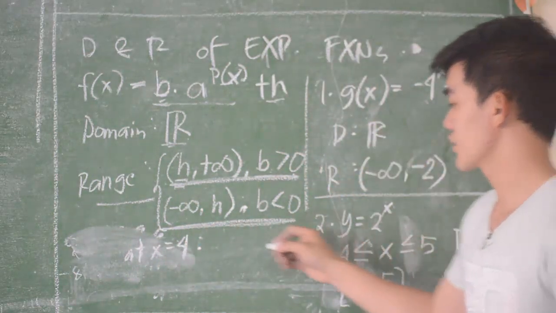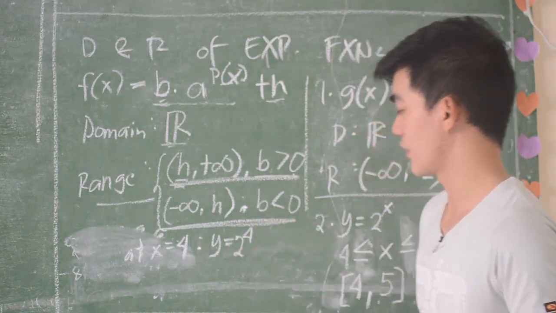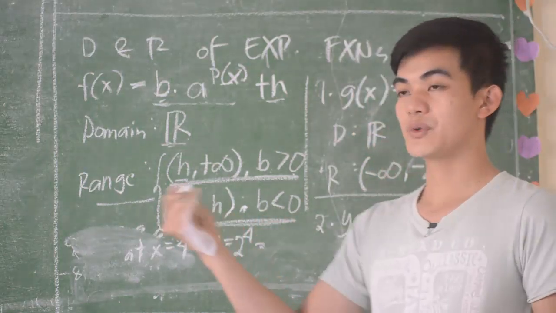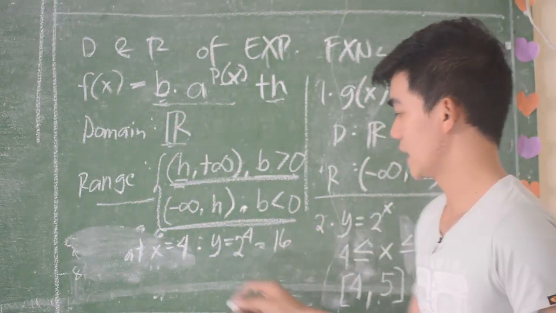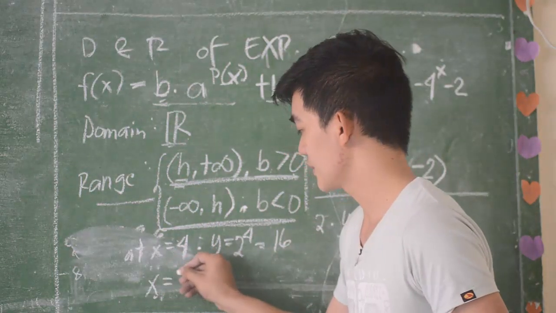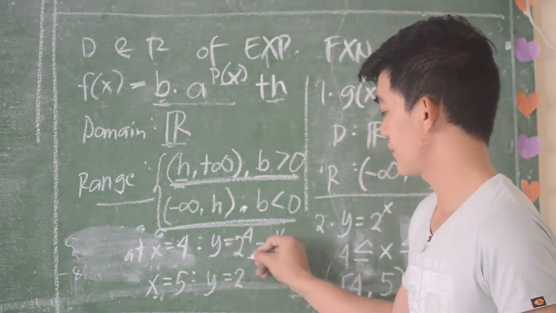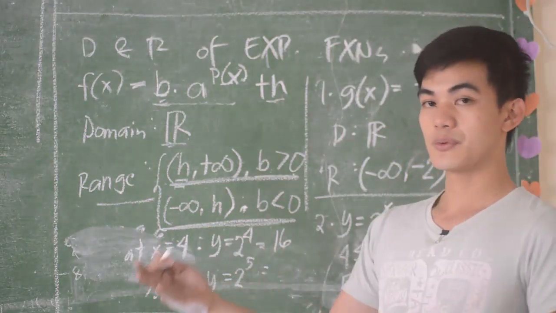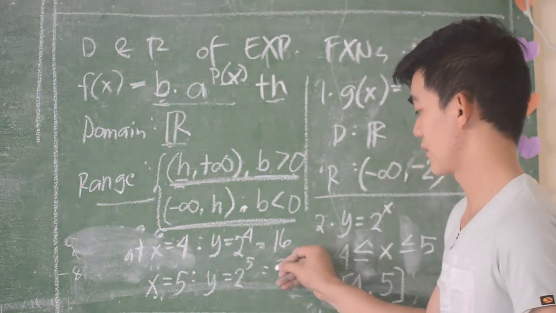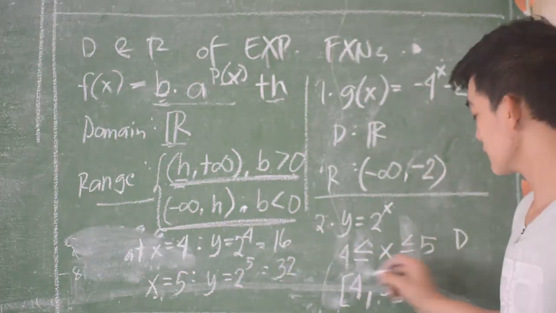yung value ng ating function ay y is equal to 2 raised to 4. So 2 raised to 4 means 2 times 2 times 2 times 2. So that is equal to 16. So at x is equal to 5, that will be y is equal to 2 raised to 5. Ito, kinukuha lang natin yung values dito. Then 2 times 2 times 2 times 2 times 2, that is equal to 32, no? So sundan lang natin ito.